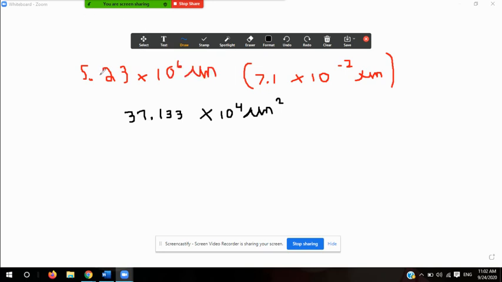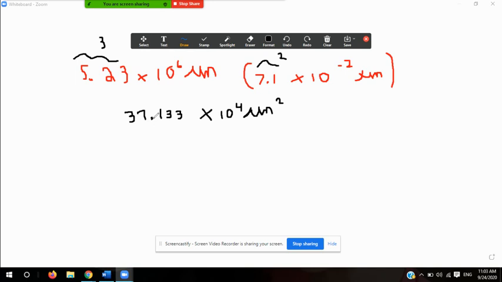If I look at 5.23, I have 3 significant figures. And if I look at 7.1, I have 2 significant figures, which means that according to the rule, I'm going to round my answer to the same number of significant figures as 7.1. Because this one has 3 significant figures and this one has 2, I'm going to express it with 2 significant figures. Now, 37.133 has 5, and I only need 2. So the first thing I'm going to do is move my decimal.